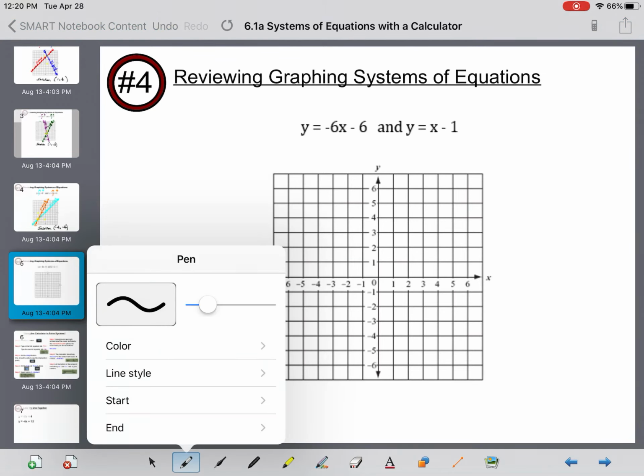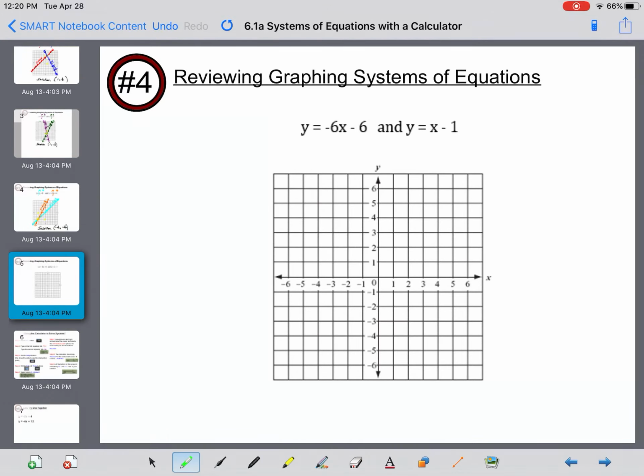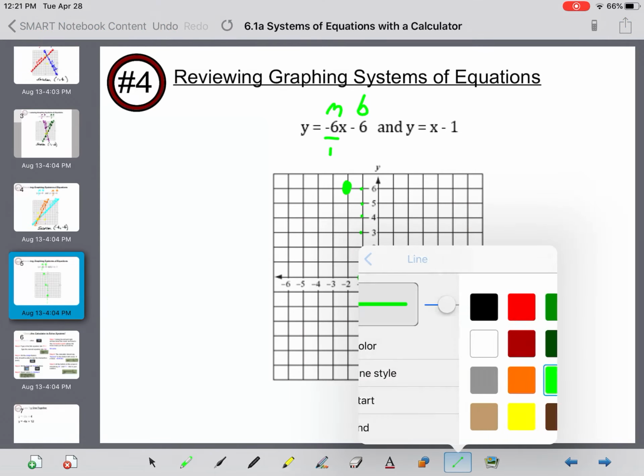Number 4, reviewing graphing systems of equations. Again, same process. My m value is negative 6 over 1. My b value is negative 6. Now I'm supposed to go down 6 and to the right 1, but obviously that is off the graph. So we have to go up and to the left. 1, 2, 3, 4, 5, 6, left 1. And that's all we're going to fit for that graph.